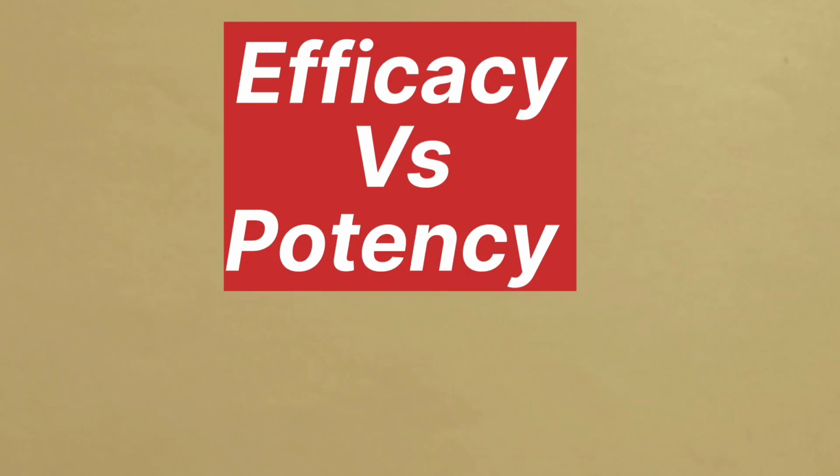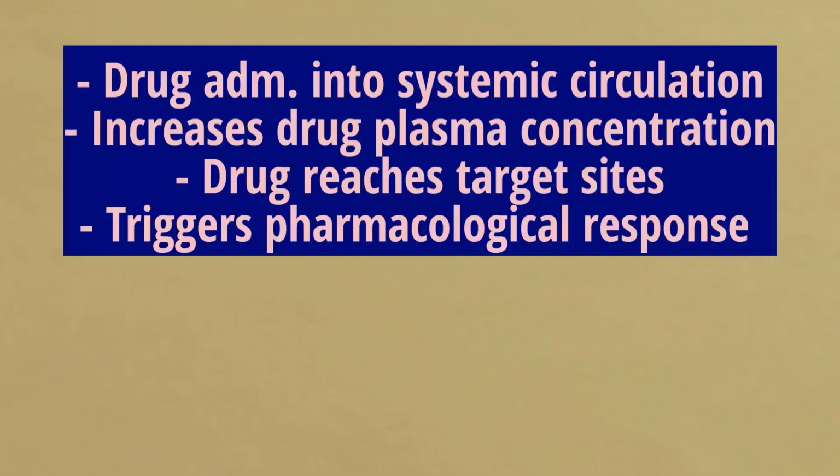The topic of this video lecture is efficacy versus potency. Before we compare efficacy and potency, it is important to understand dose-response relationship. Dose-response relationship. Drug administered into the systemic circulation increases the plasma concentration of the drug.